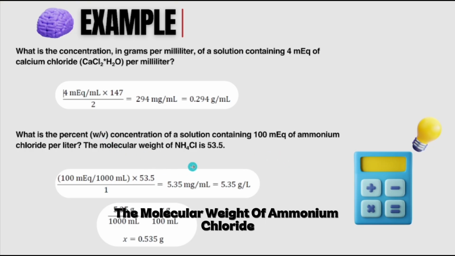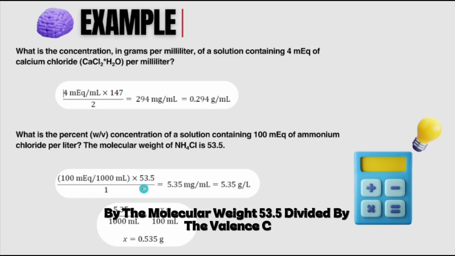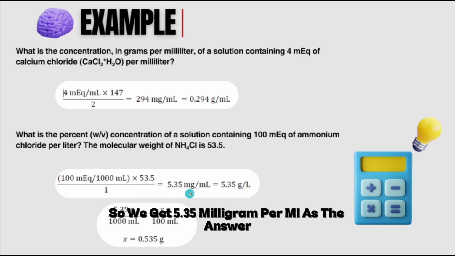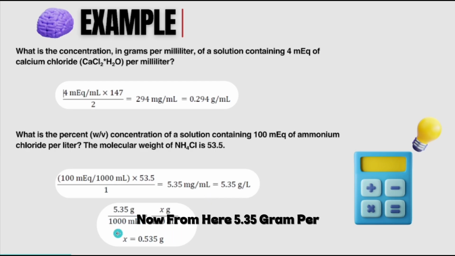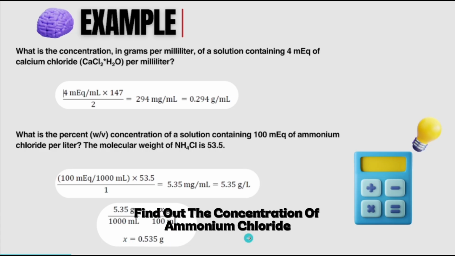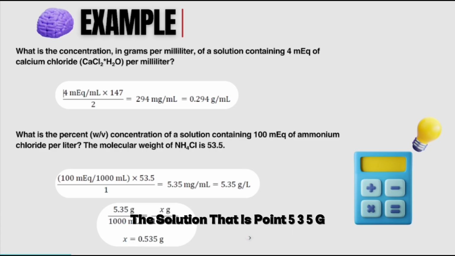So what is the percentage concentration of a solution containing 100 milliequivalent of ammonium chloride per liter? The molecular weight of ammonium chloride is 53.5. So 100 milliequivalent per liter means 100 milliequivalent per 1000 ml multiplied by the molecular weight 53.5 divided by the valency. So we get 5.35 milligram per ml as the answer. Now from here 5.35 gram per liter, that is 1000 ml, is equal to X gram per 100 ml. So we find out the concentration of the ammonium chloride solution, that is 0.535 gram.